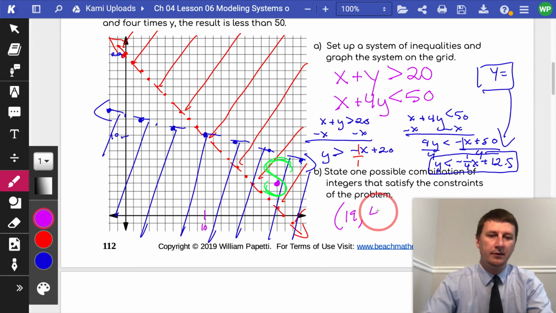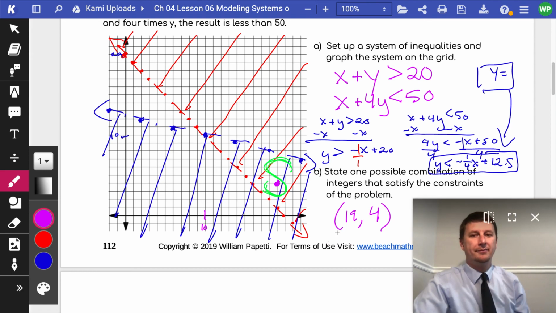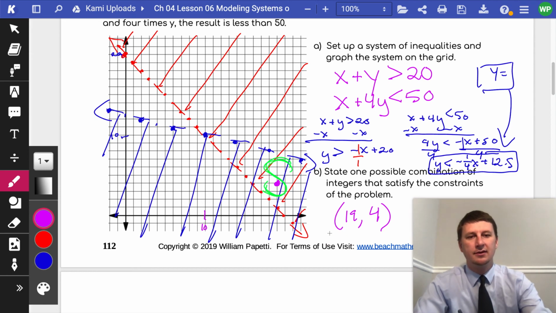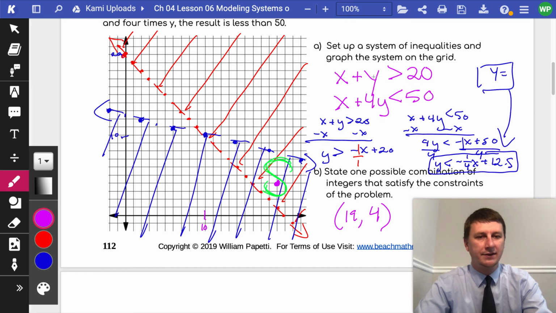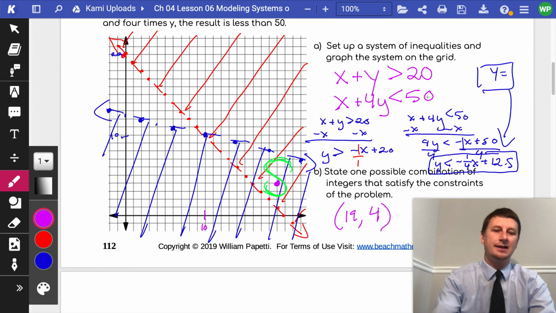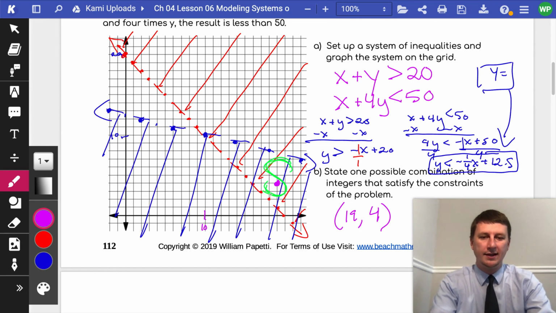19, comma 4 would be one possibility that satisfies my solution, because 19 plus 4 is greater than 20, and 19 plus 4 times 4 is less than 50. 19 plus 16 would give me 35, and that is less than 50. Any point that's in this solution set right here would satisfy both of those inequalities right there.